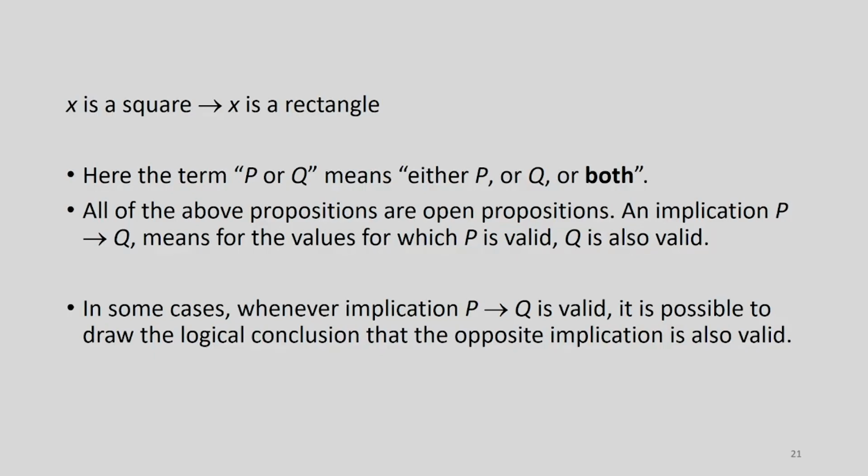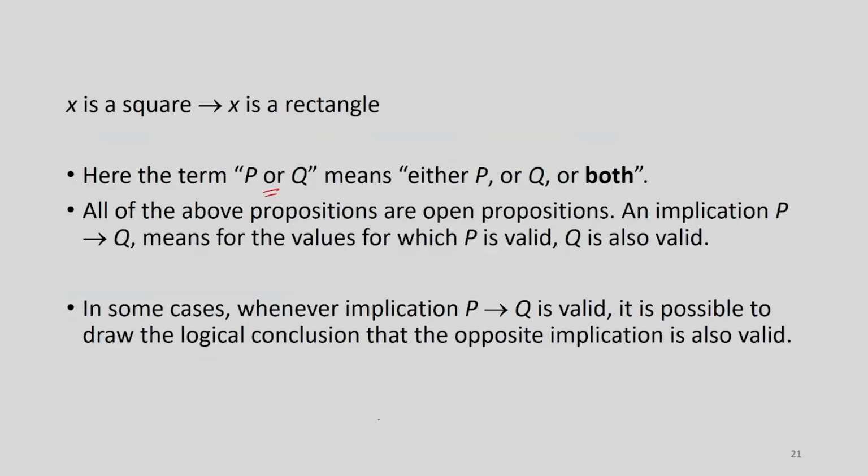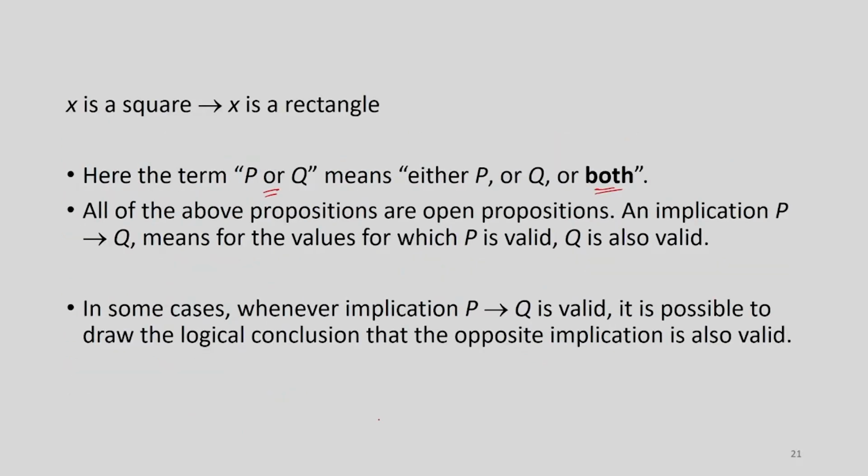Here the term P or Q, which I used in the previous example, this x is equal to 0 or y is equal to 0. P or Q means either P or Q or both. As I have just said, this means that x is equal to 0, that is one possibility, or y is equal to 0, right. But it also means that x and y both could be 0. All of the above propositions are open propositions, and implication P implies Q means for the values for which P is valid, Q is also valid.